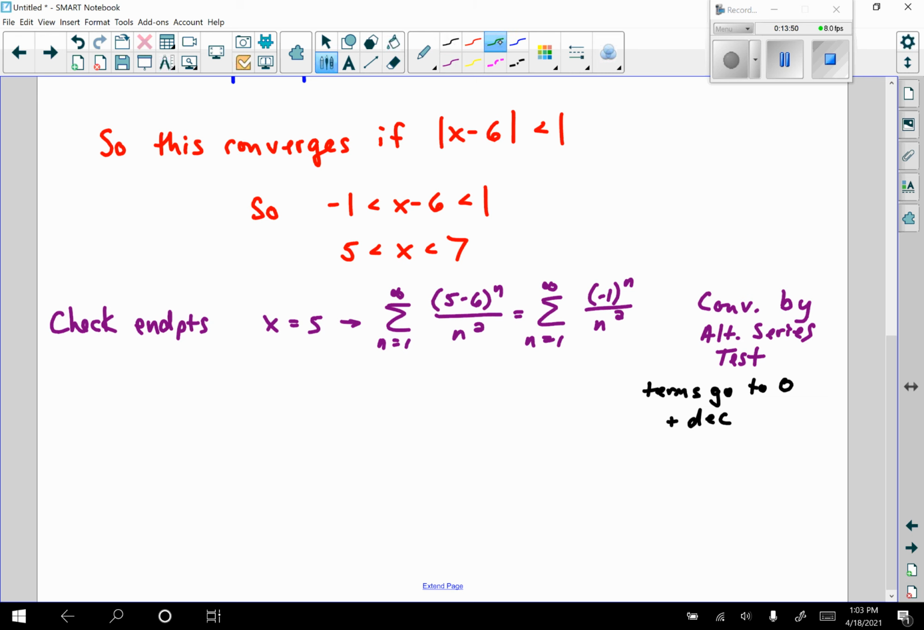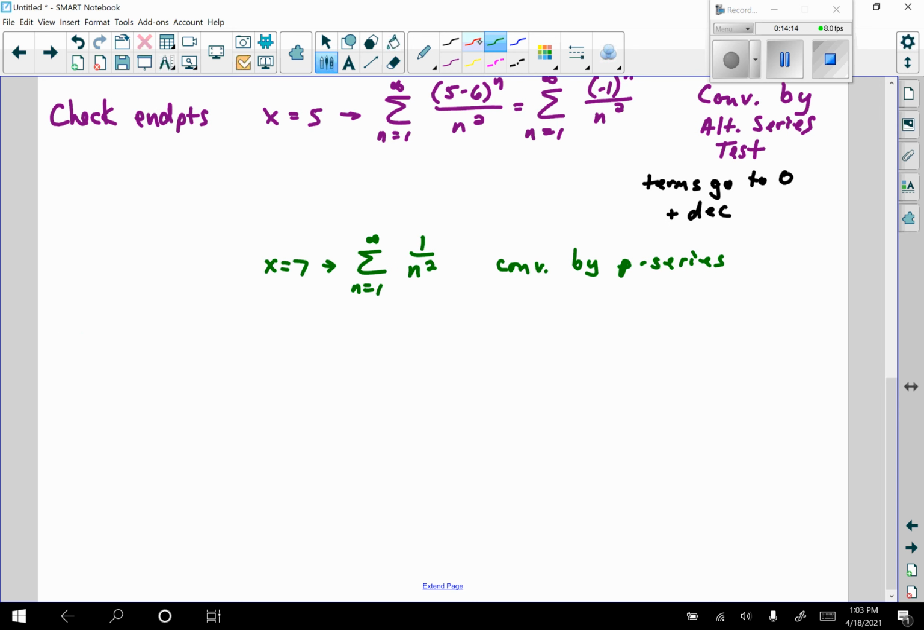Let's check x equals 7. We would just get 1 over n squared. And this is convergent because this is a p-series. And p is greater than 1 here. So we can include the 5 and the 7 to help us out. So we say the interval of convergence is from 5 to 7 inclusive.